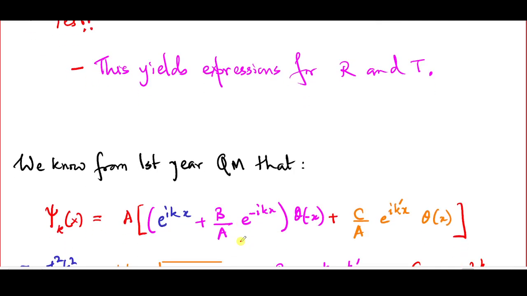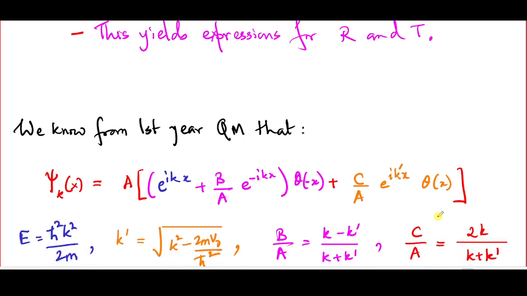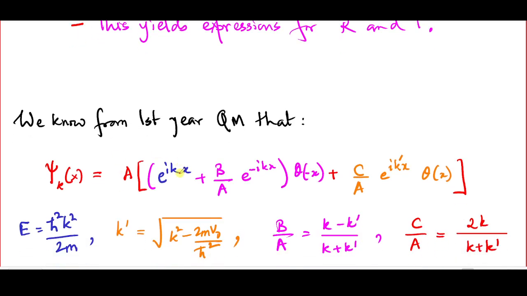The wave functions are given to be of this form. Psi_k(x) is A times e^(ikx) plus B e^(-ikx). This theta(-x) tells us that this part only contributes when x is less than 0, plus C over A e^(ik'x) theta(x). This, of course, contributes non-trivially only when x is positive. This k is related to the energy E by E equals h-bar squared k squared by twice m, and k' and k are related to each other by this relation.